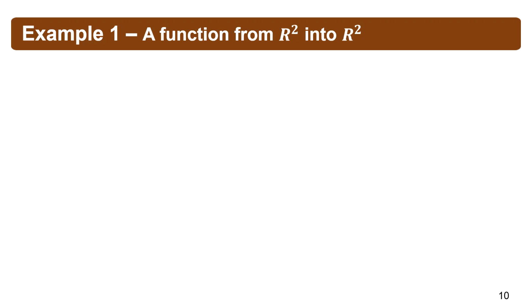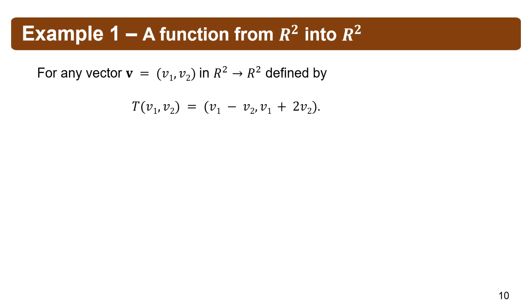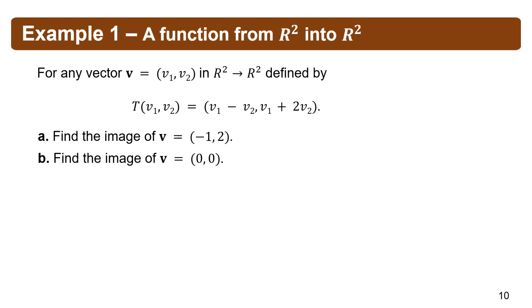Let's have an example. For a vector v equal to (v sub 1, v sub 2) in R2, the transformation of v is defined as T(v) = (v sub 1 minus v sub 2, v sub 1 plus 2 v sub 2). All right, so that is the rule. We are asked to find the image of v equal to (-1, 2). In letter B, find the image of v, which is (0, 0). And in letter C, we are asked to find the pre-image of w, which is equal to (-1, 11).